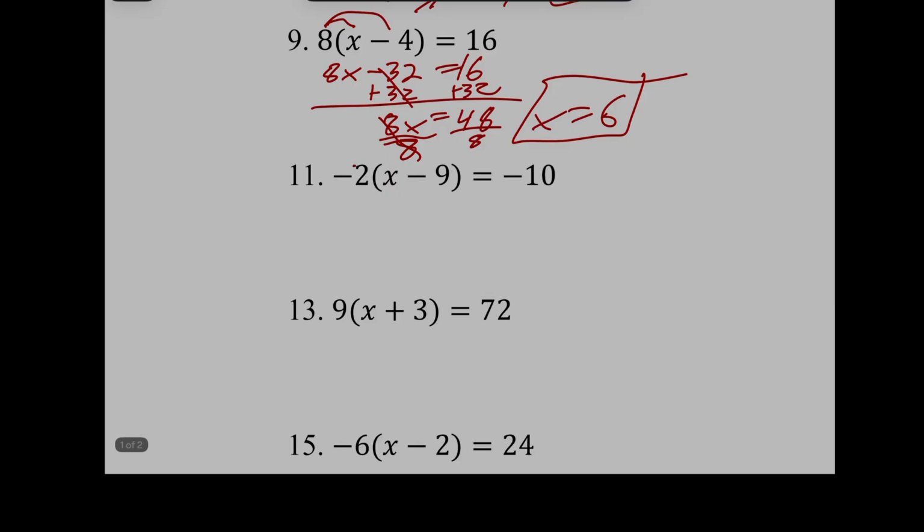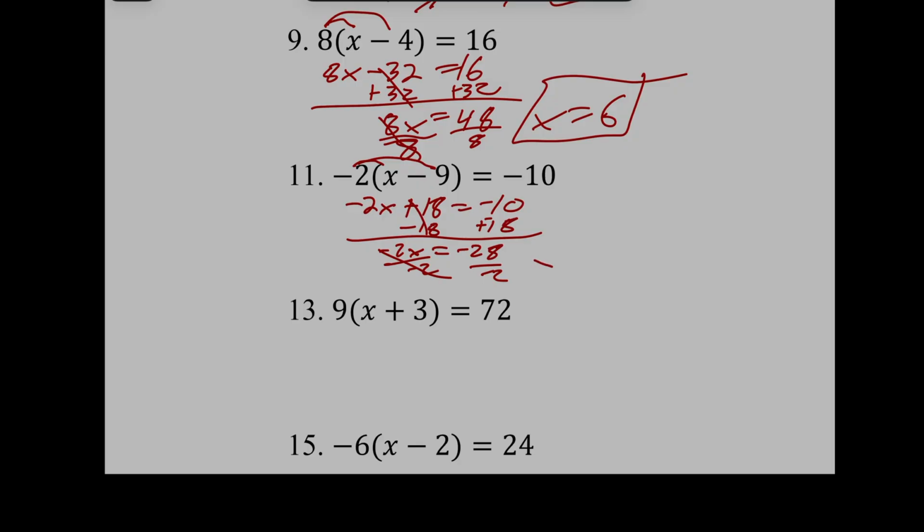Now here, we got to be very careful with our negative signs. -2 times x is -2x. What is -2 times -9? Positive 18. And that's all going to equal -10. So now I have to subtract 18 to get rid of it on the left. And I'm left with a -2x, just copying it down, equals, add a line, change the sign, -28. And then once I divide everybody by -2, I go negative divided by a negative is a positive. And so I get a positive 14.